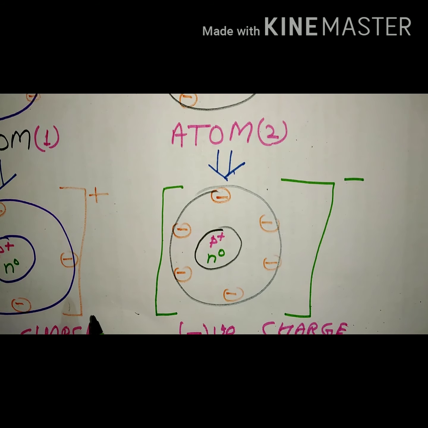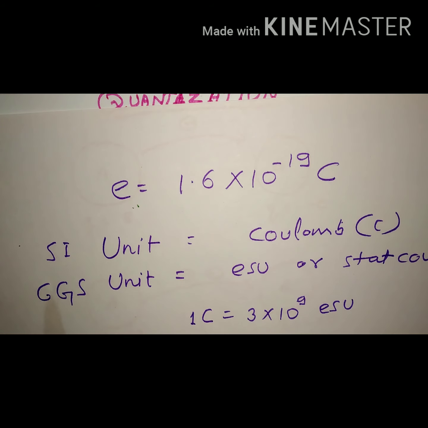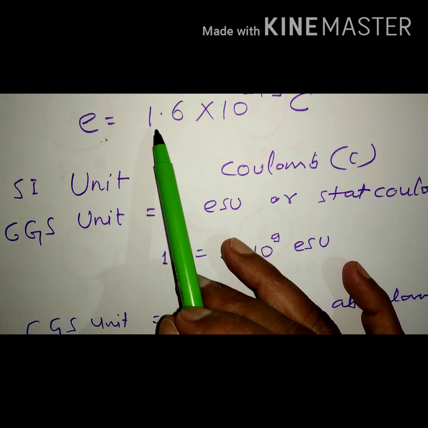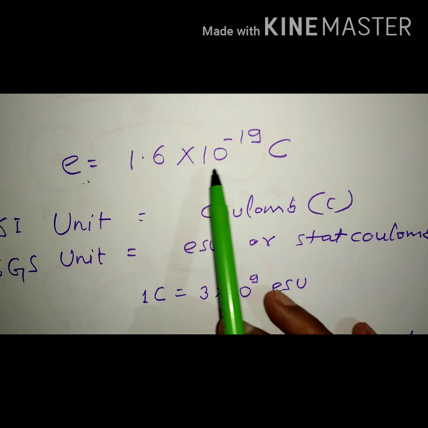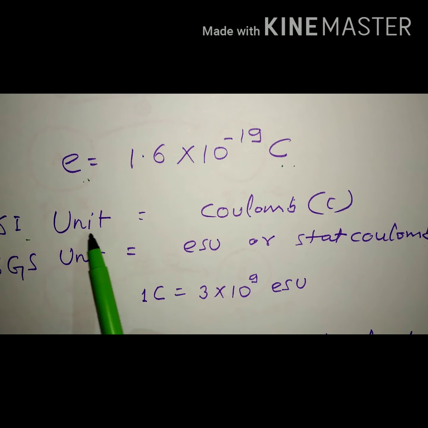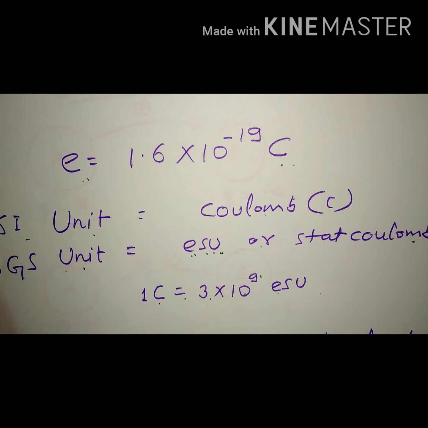So how much charge can a material hold? Since there is a transfer of electrons, and an electron carries 1.6 × 10^-19 coulomb of charge. Coulomb is the SI unit of charge. In the CGS system, we use the electrostatic unit or statcoulomb. 1 coulomb is equal to 3 × 10^9 electrostatic units. Generally we will deal with coulombs because we refer to the SI system.